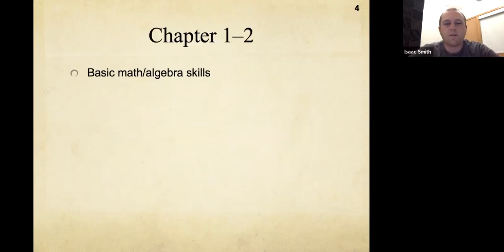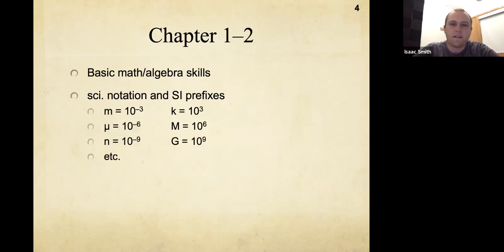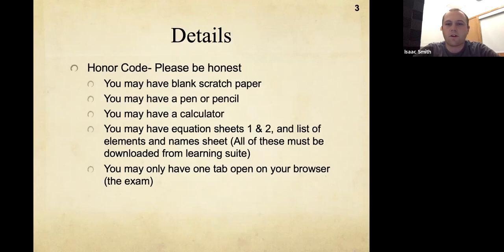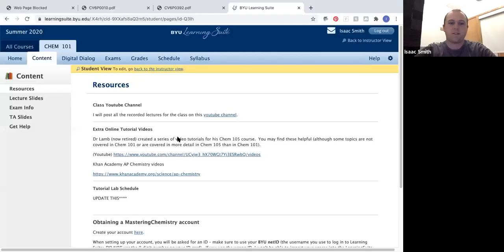All right, so we're going to go over some of the topics that you need to know. And this is stuff that we've already covered in the lectures, but I'm just doing a general overview here of what you need to know. Actually, sorry, before I go through this, let me show you on Learning Suite where to find the information for the exam.